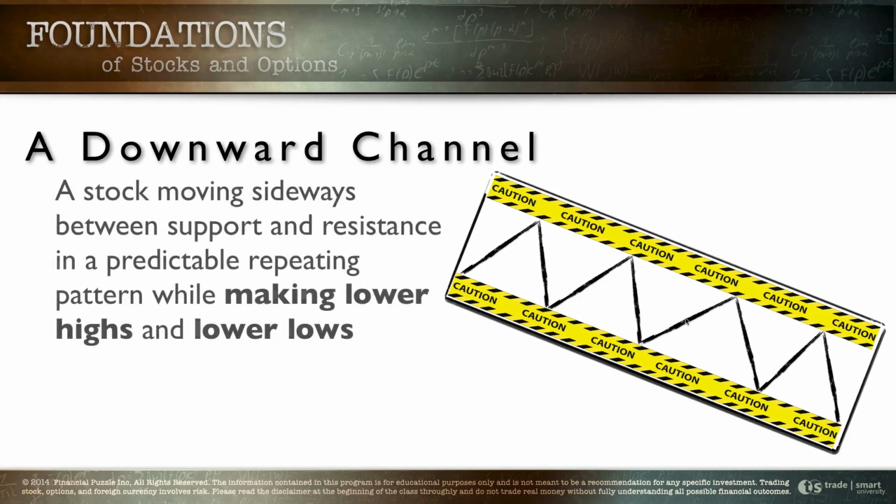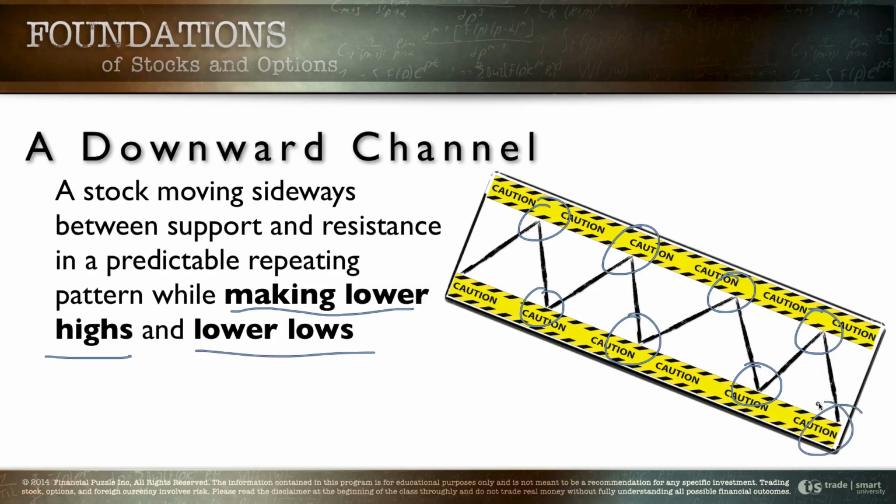Now let's take that same idea and turn it on its side. But this time, instead of having higher highs and higher lows, we're going to have a stock moving sideways between support and resistance in a predictable, repeating pattern, but this time we're making lower highs and lower lows. Notice what's happening here. Each of these swing highs is lower than the previous.